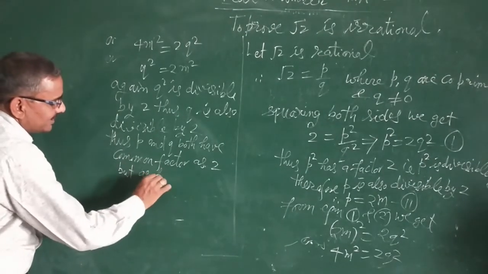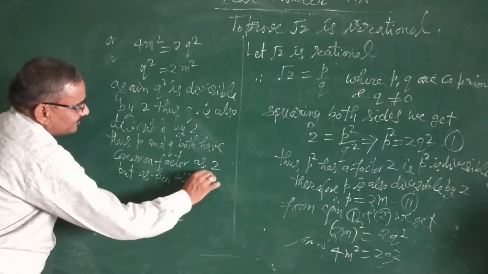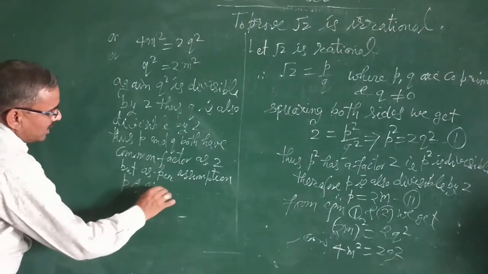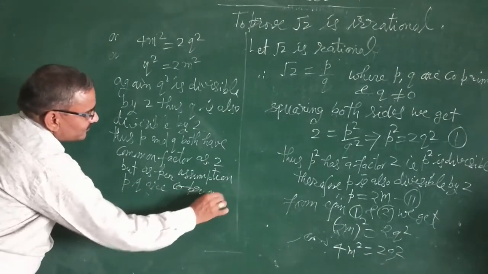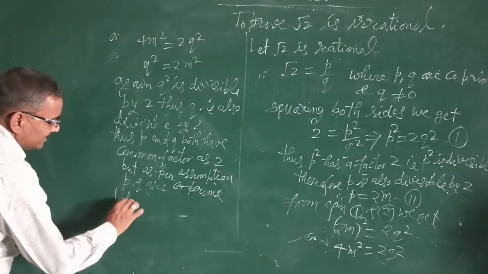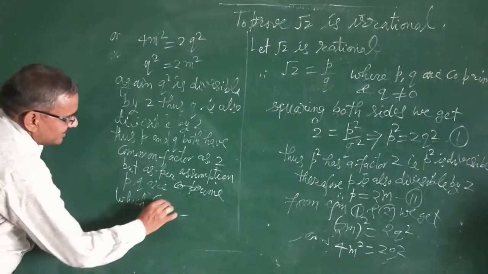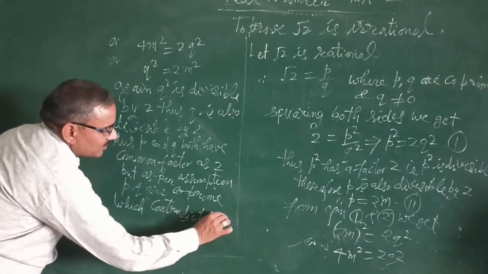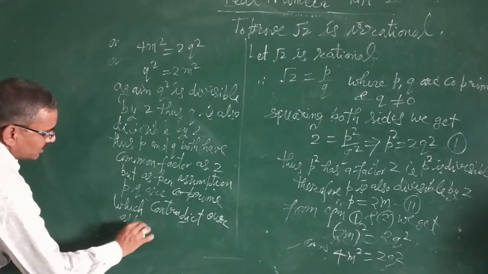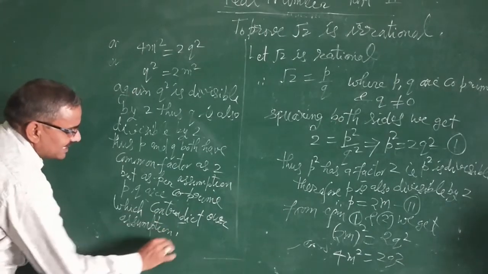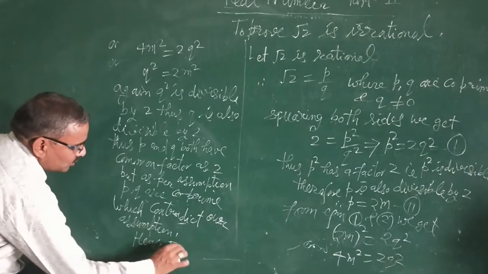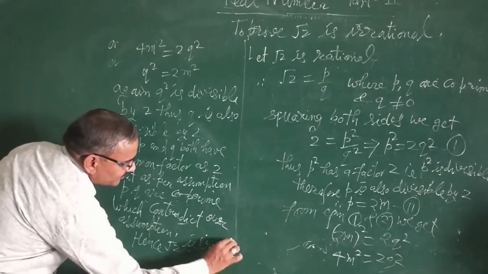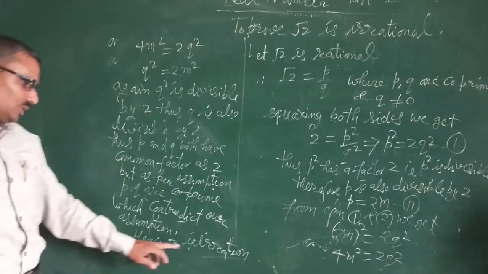But as per our assumption, p and q are co-prime, which contradicts our assumption. Hence under root 2 is irrational.